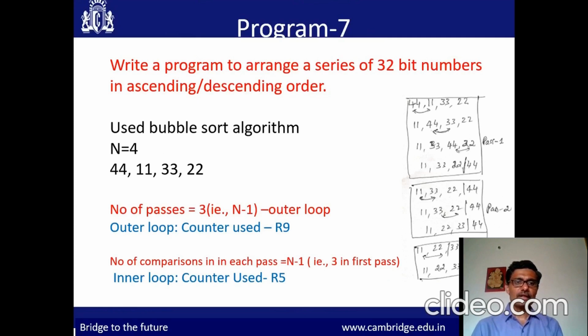Here we are using the bubble sort algorithm. As you know, the bubble sort algorithm works like this. This is the array input. You have to compare the first data with the second. If the first one is larger than the second one, you require swapping. You can see here there is a swapping. Here the 11 comes here, 44 goes here.